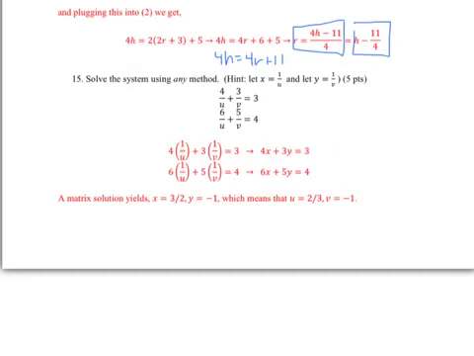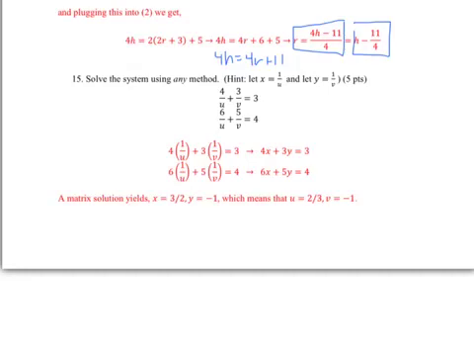Now 1 over u is really x, so we put the x in there. 1 over v is really y, put the y in there. Now you have this system, and since it says any method, once you get a system, use the matrix. It's so much easier. Now a matrix solution to this will give us answers for x of 3 halves and y of negative 1. But remember that this was our let statement in the beginning.